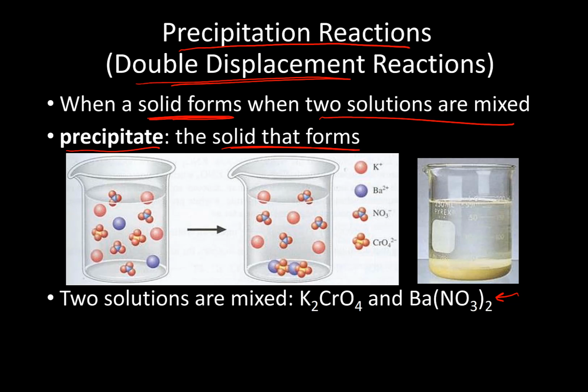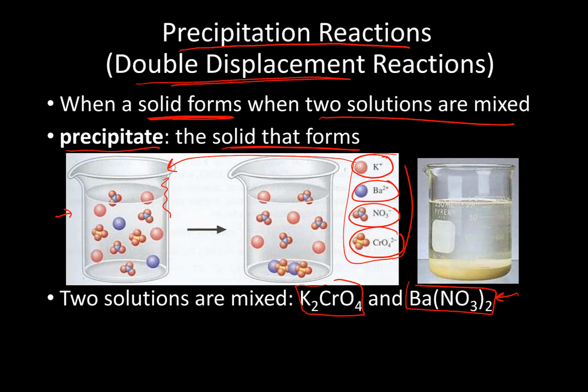So this schematic here shows 2 different solutions being mixed together. You've got the potassium chromate and the barium nitrate. So these are the different ions that come with these 2 compounds here. And you can see all of them are in this beaker. And they're all floating around in solution in this beaker because you've just mixed the 2 solutions together and no precipitation has happened yet. But you can see what happens is that a precipitate forms.